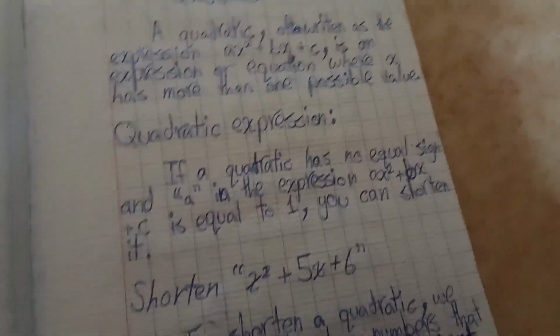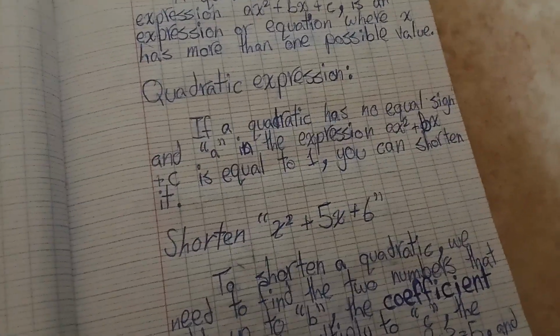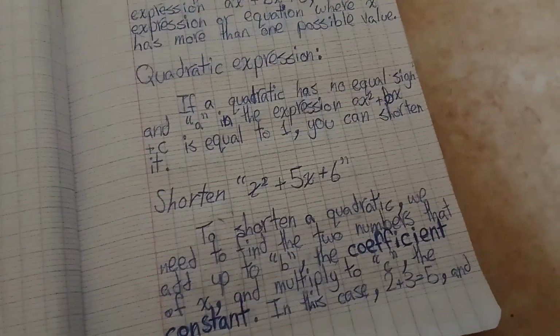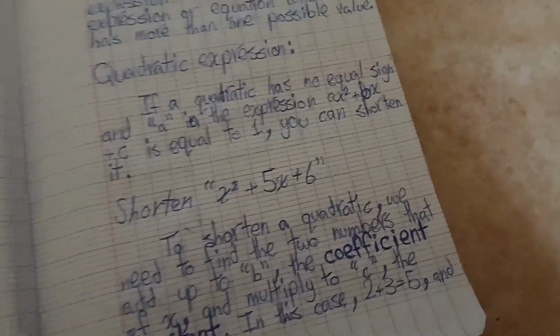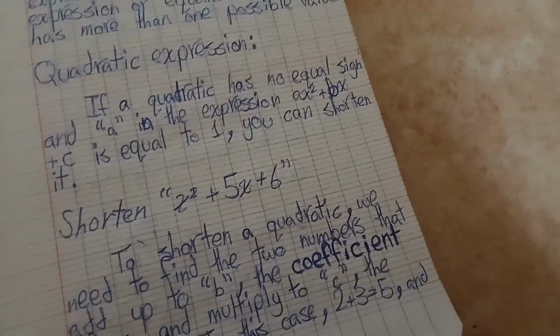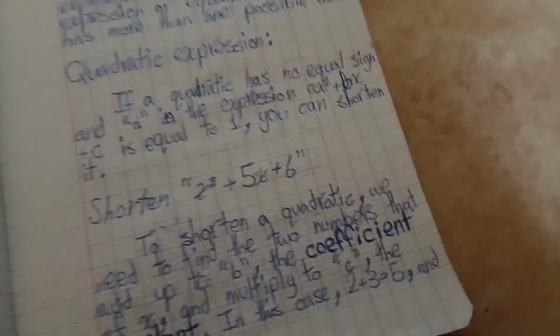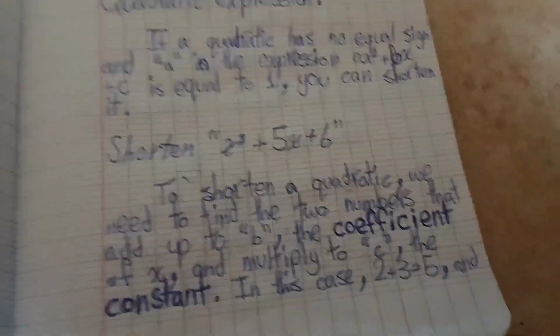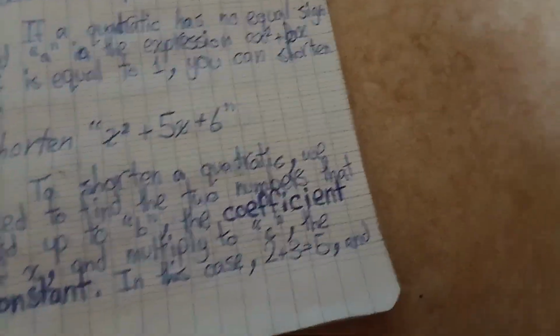If a in the expression ax squared plus bx plus c is equal to 1, you can shorten it using something called factoring. Factoring is when you shorten an expression into a single term by using parentheses and multiplication. So, for example, shorten x squared plus 5x plus 6.